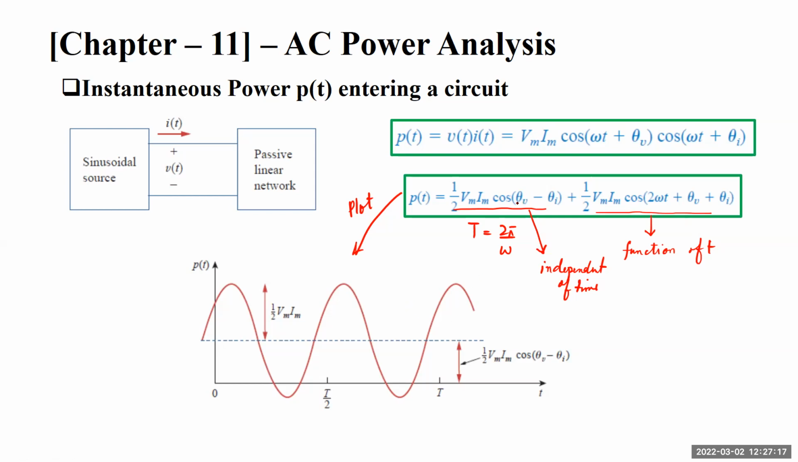Interestingly, the value of P of t can be positive, and it can be negative as well. So this is an important part. A positive value of P of t means that your circuit is absorbing power. And a negative value means that your circuit is supplying power.